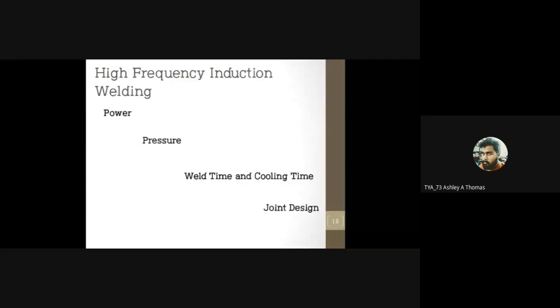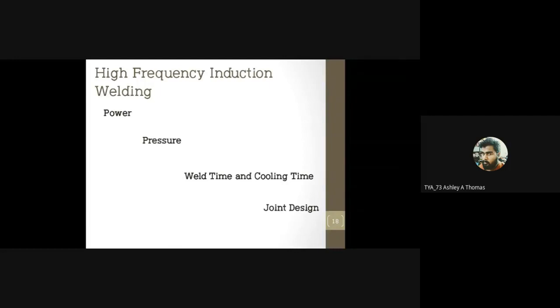Weld time means the time for which welding or heating is occurring, and cooling time means the time for which cooling is carried out. Now, as I already told you, if the welding time is very high, heat will pass inside the components, inside the surface, which will disturb the structure of the component, and we are intending to heat only our surfaces and not the inside part.